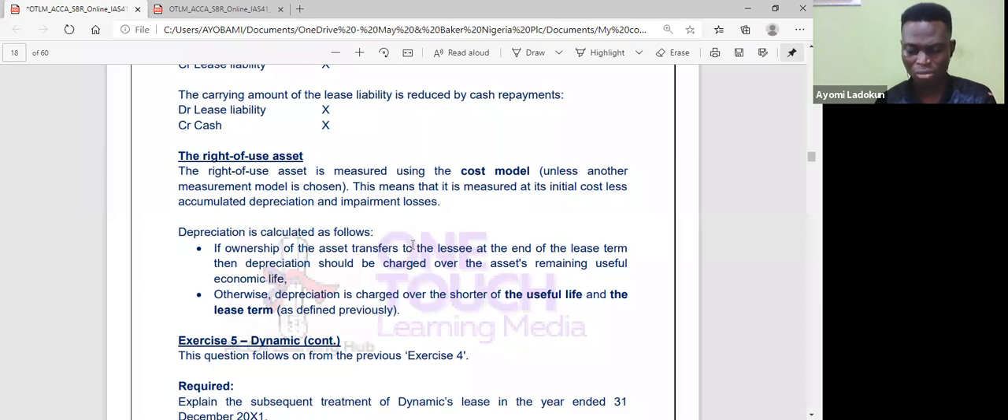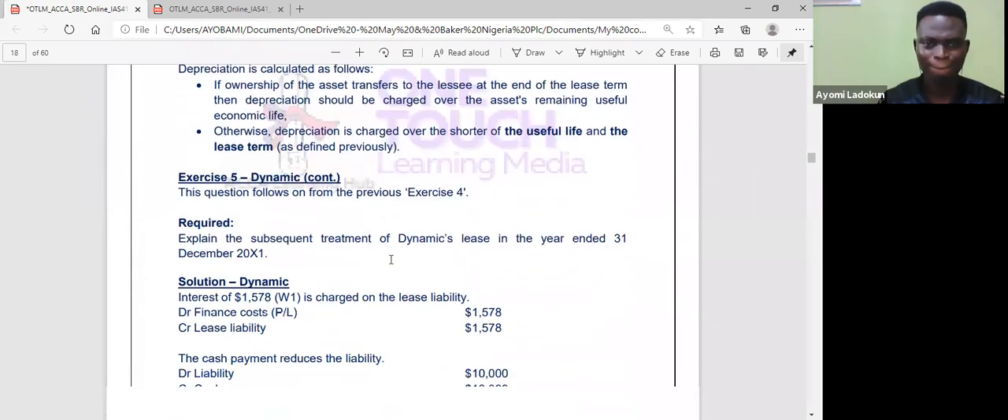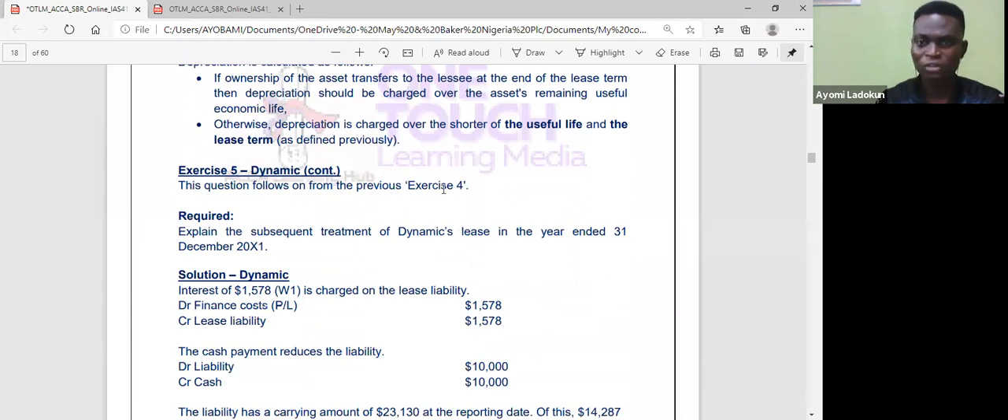Okay, then we can move straight to the next question. All right, let's see. Now, this question follows from the previous question 4. It said, explain the subsequent treatment of the lease in the year ended 31st December 2021. So this is what you expect from the examiner. You see that there was no addition to that question, okay?